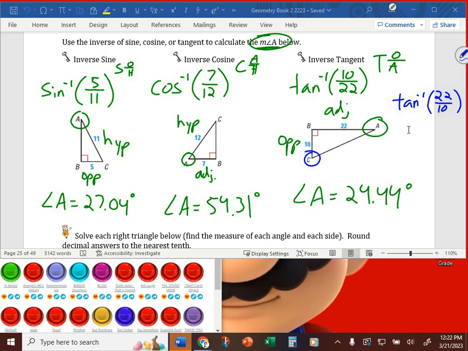What would another, perhaps more efficient, method be to solve for angle C, having already solved for angle A? Lisa? Right, knowing that angles A and C have to sum to 90 because we already have one 90-degree angle, we could just subtract 24.44 from 90. But this is clearly more fun than that, so inverse tangent works. But if you had to solve for angle C first, without angle A, that's the calculation you would use there.